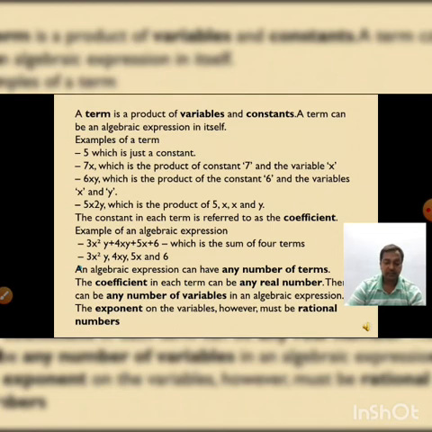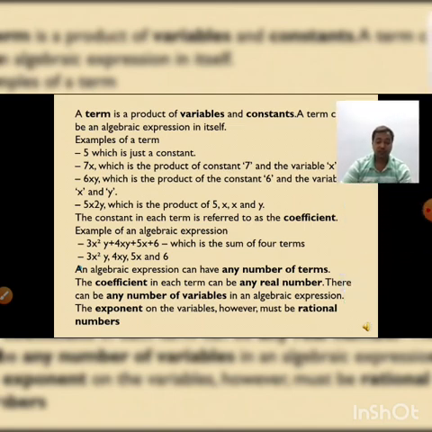Example of an algebraic expression: 3x square y plus 4xy plus 5x plus 6, which is the sum of 4 terms. In this given expression, the first term is 3x square y, another term 4xy, another term 5x and 6. So these are the sum of 4 terms. An algebraic expression can have any number of terms.